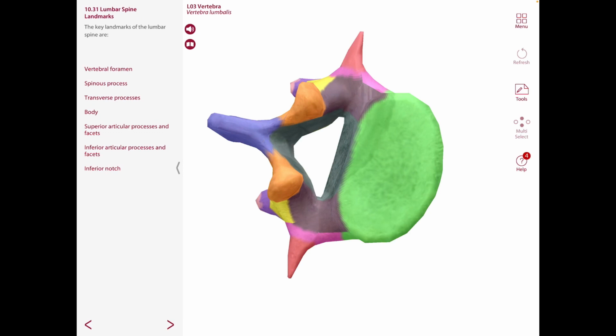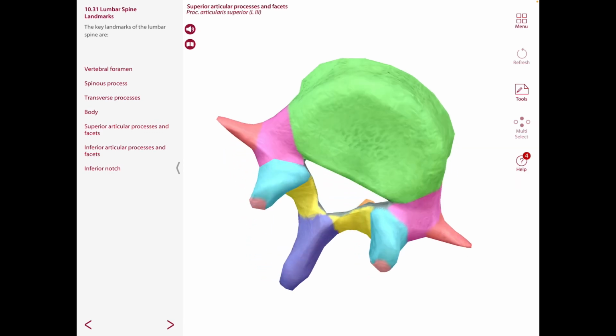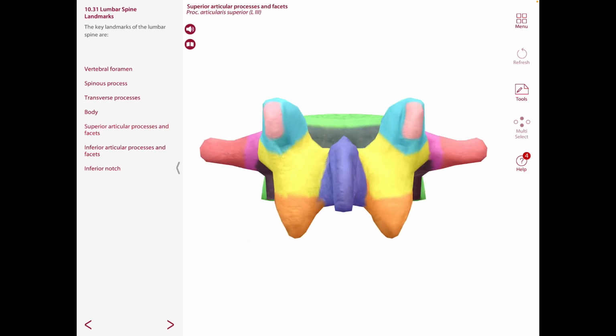This lumbar vertebra also has articular facets that are almost sagittally oriented. It has superior articular facets that are concave and face medially and slightly posteriorly. And it has inferior articular facets that are convex and face laterally and slightly anteriorly.